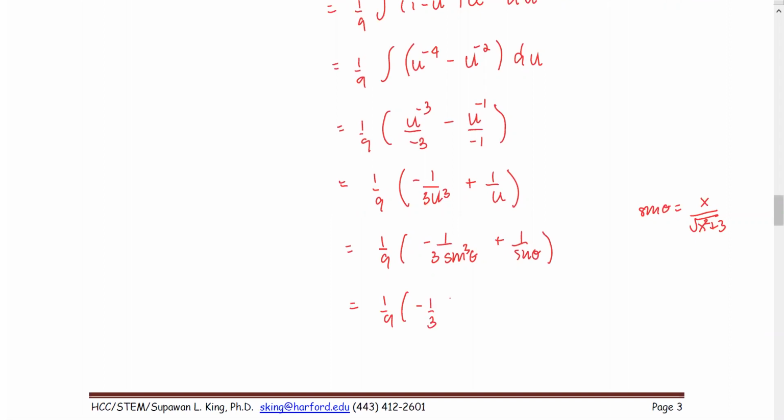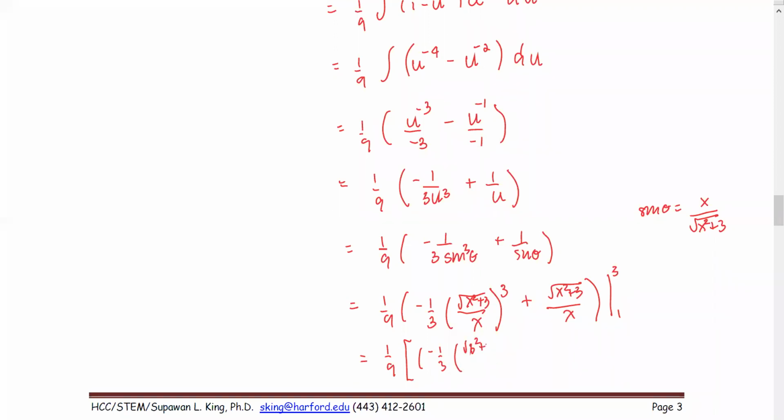And the reciprocal of sine cubed would be square root of x squared plus 3 over x to the power 3. And similarly, 1 over sine, which is the cosecant, is square root of x squared plus 3 divided by x. The lower limit of x is 1, the upper limit of x is 3. And substitute the values. The upper limit, which is the value 3.